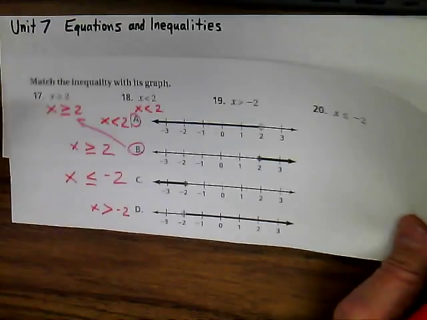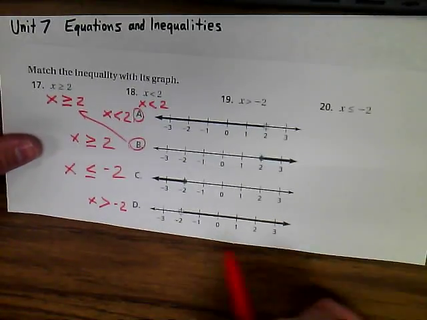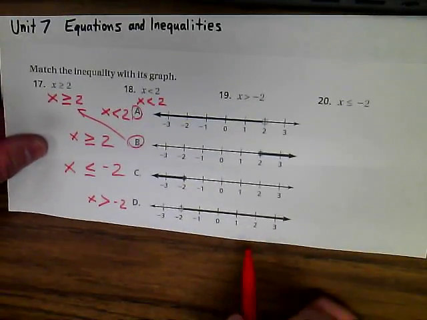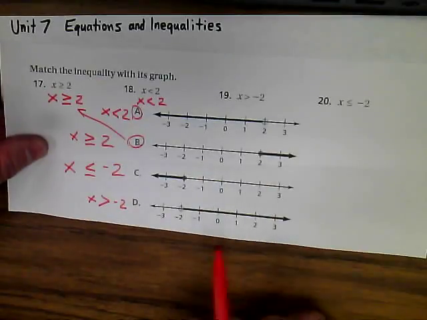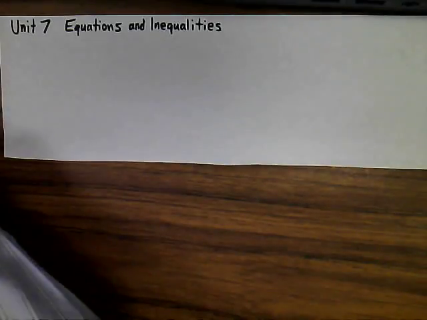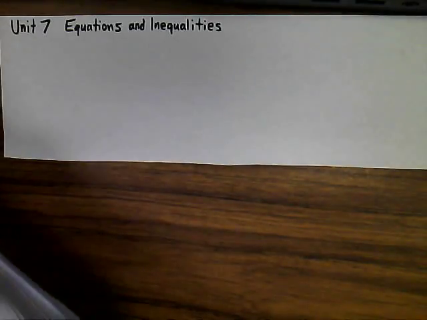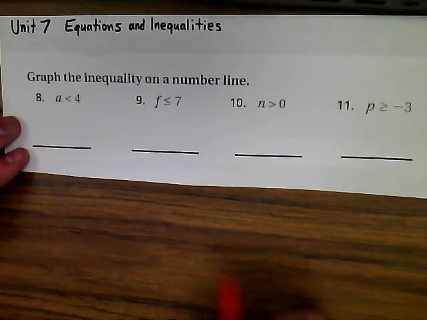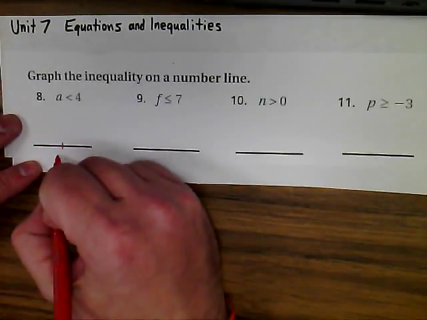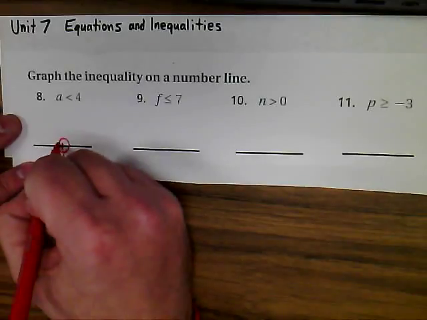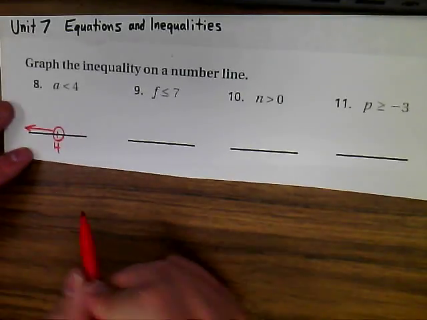You must be careful with multiple choice graphs on your test. You want to make sure you're carefully assigning your values and making sure that it plugs in appropriately. You'll be asked to graph your own inequalities on a number line. So a is less than 4. That's going to be an open circle pointing to the left to all the numbers that are smaller than 4.